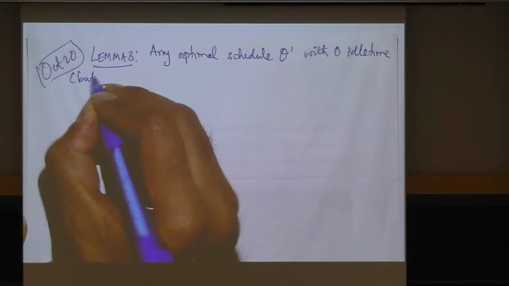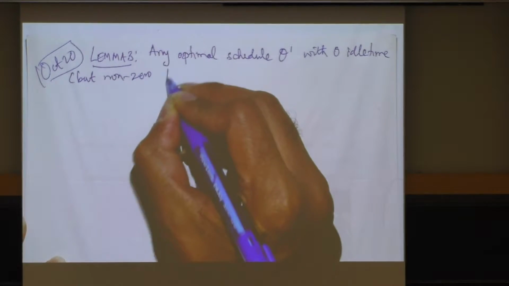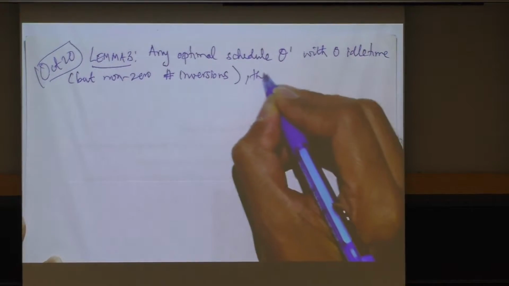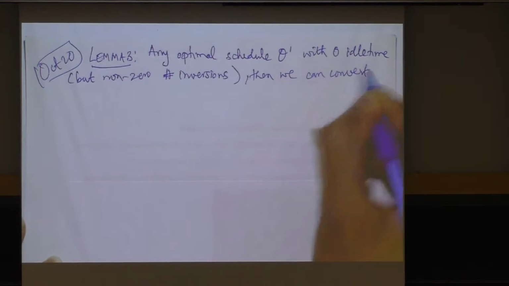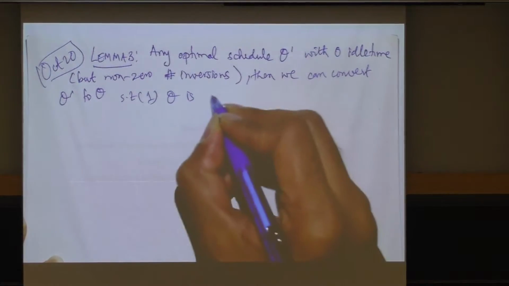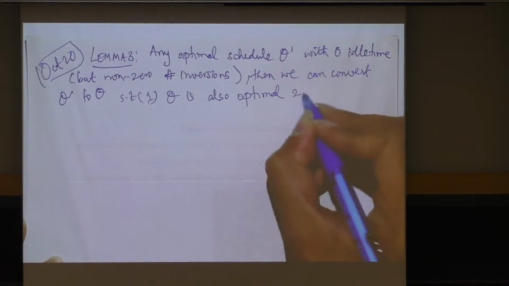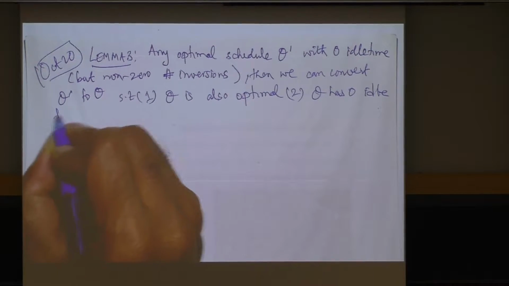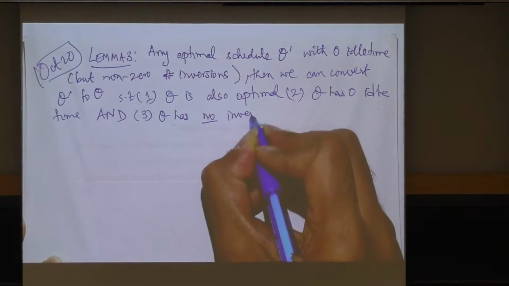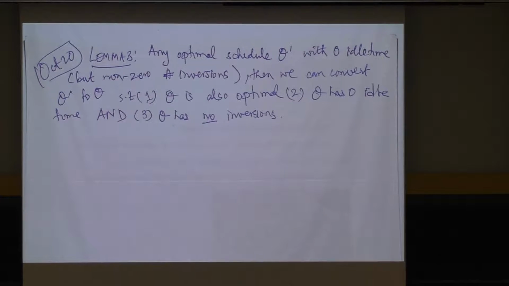Okay, but non-zero. Again, I'm using hash as a short for number, but non-zero inversions. Then we can convert O prime to O such that O is also optimal, O has 0 idle time, and most importantly for this lemma, O has no inversions. Okay. So what this is saying is, you give me any optimal schedule with 0 idle time, I'll do some processing on this, make sure I do not lose the optimality and 0 idle time, but at the end I have 0 number of inversions.